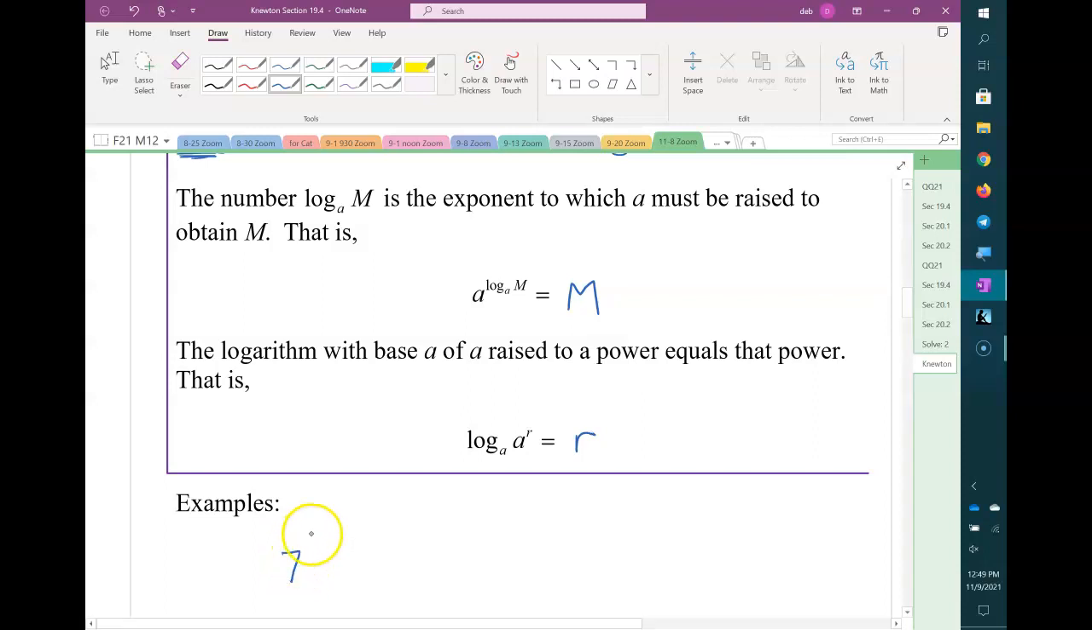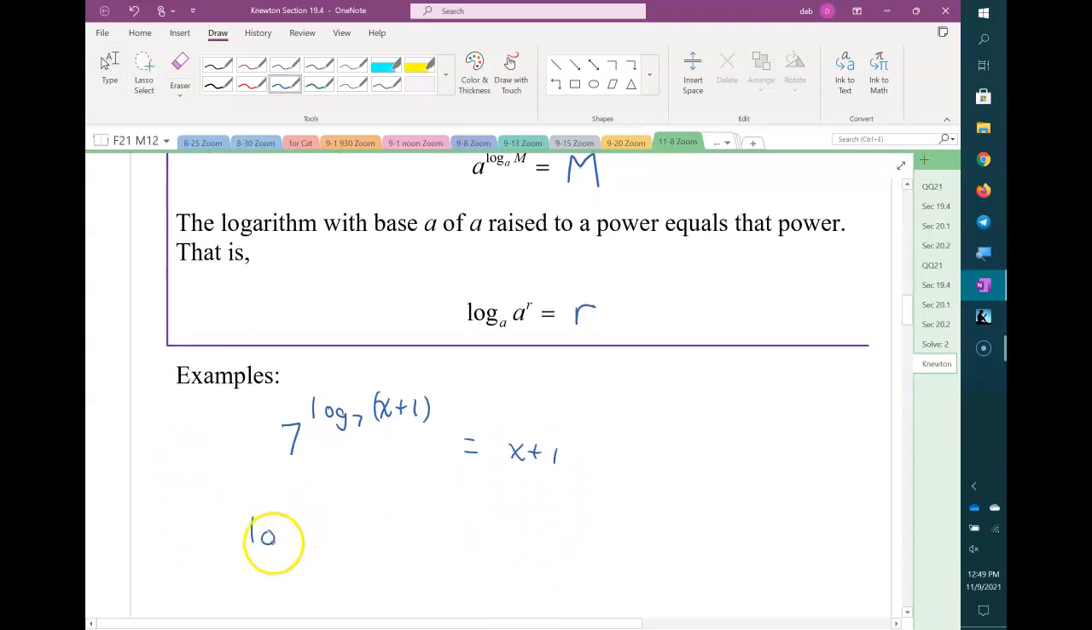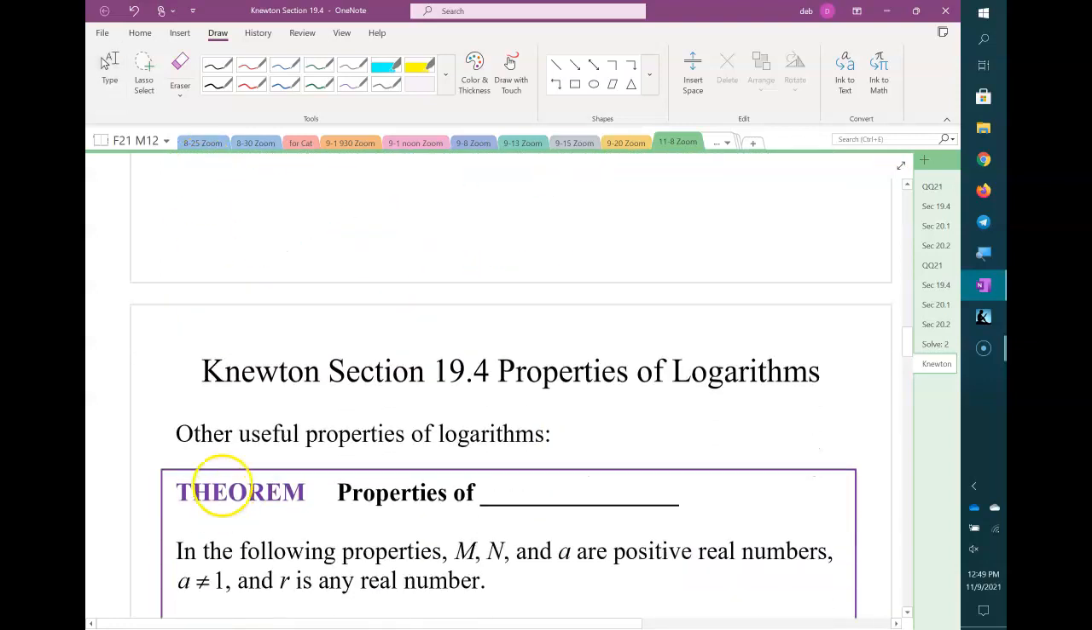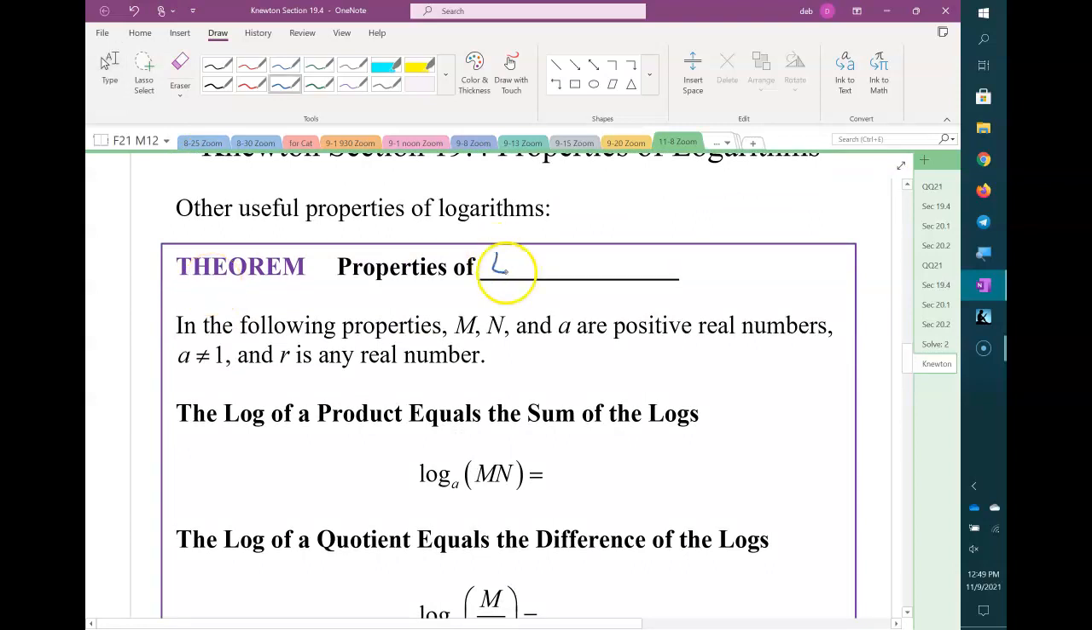If you have 7 to the power of log base 7 of x plus 1, that's going to be x plus 1. And if I have log base 5 of 5 to the x minus 3, that's going to be x minus 3. And then we have some more useful properties of logarithms.